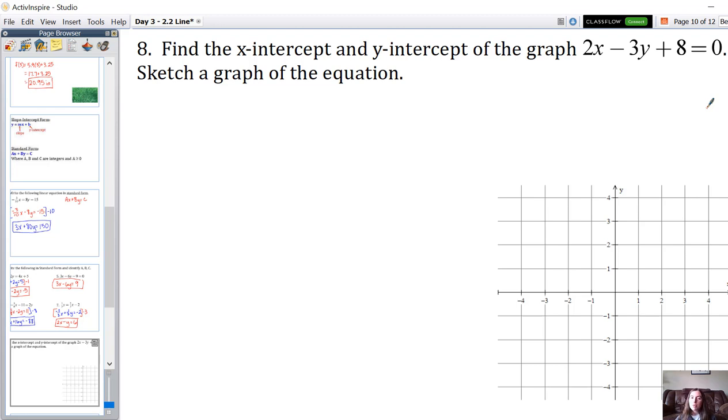So first, I'm going to put this in standard form. So I need to move the 8 over to the other side by subtracting it. So we've got 2x minus 3y equals negative 8. When we're finding the x-intercept and the y-intercept, it's very, very useful to have our equation in standard form. And that's because an x-intercept is where y is equal to 0.